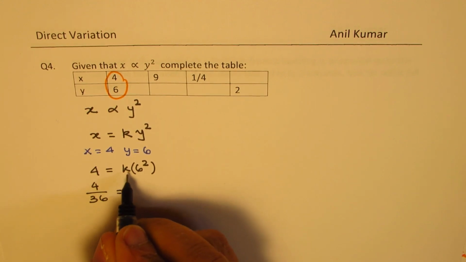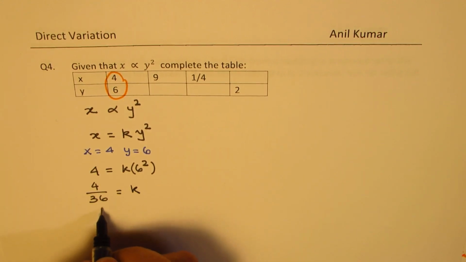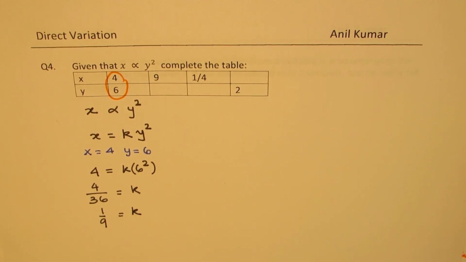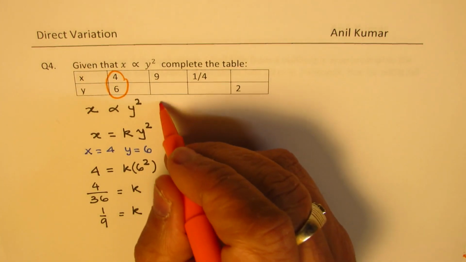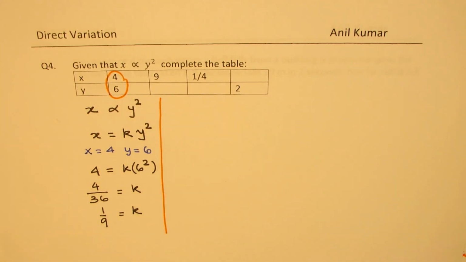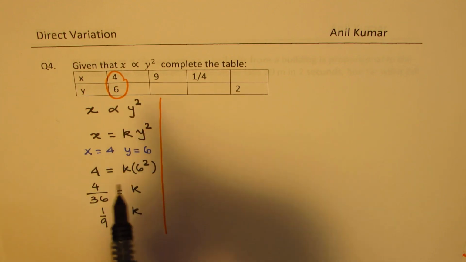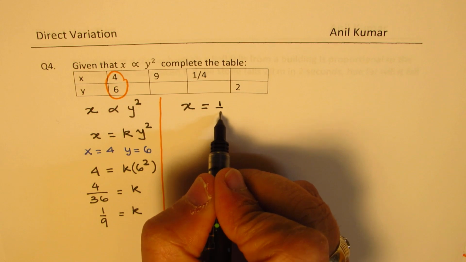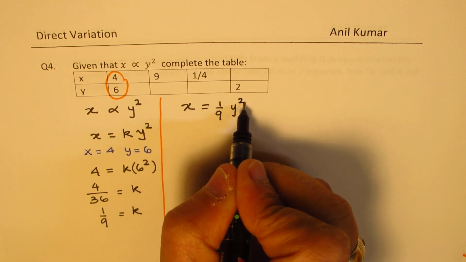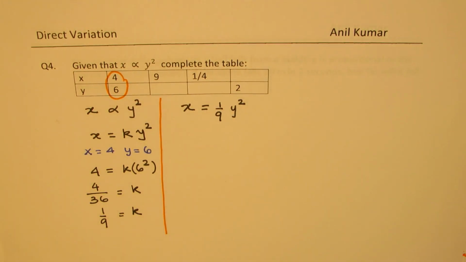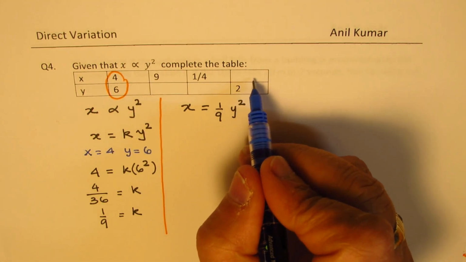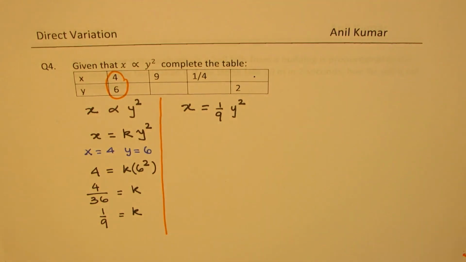Is equal to k, or 1 over 9 is the value of k. So with that, we get what k is. Once you have the constant k, then you can write x in terms of y squared as 1 over 9 y squared. Now that should help us to get the value when y is given to us and x is missing. So we can calculate this value.